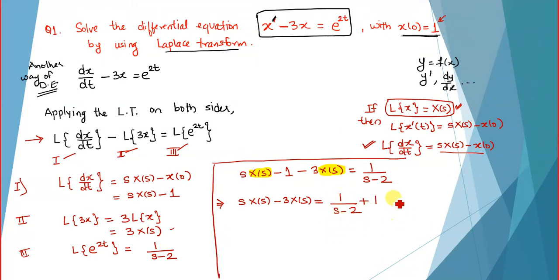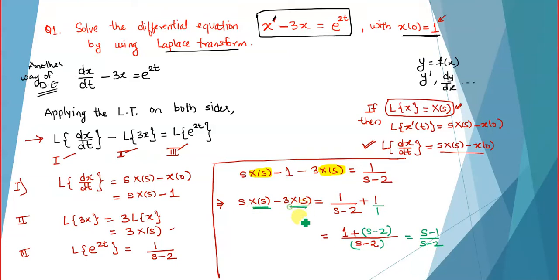Okay, then we have to simplify this term. How do we simplify? We take the LCM s minus 2. 1 plus, because this one we can write as 1 over 1. Multiplication of these two, s minus 2 with 1 gives you s minus 2, and cross multiply, 1 multiplied with 1 and then 1 multiplied with s minus 2 gives you s minus 2. So you can further simplify: s plus 1 minus 2 gives you s minus 1 over s minus 2.